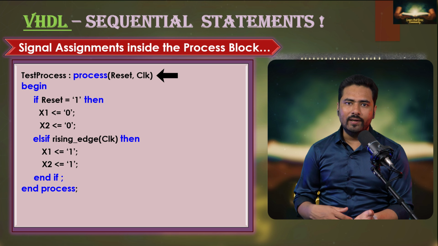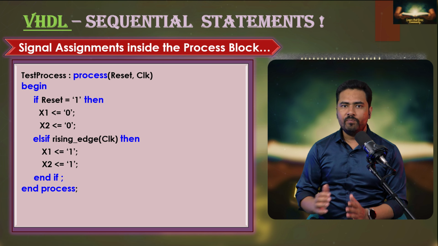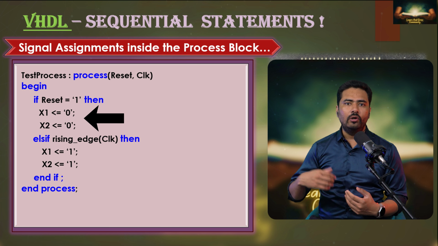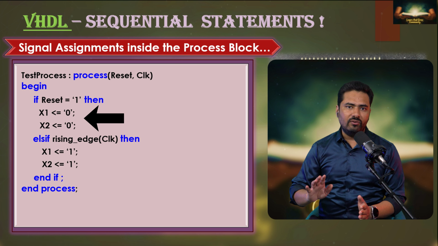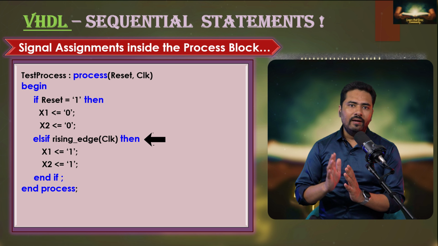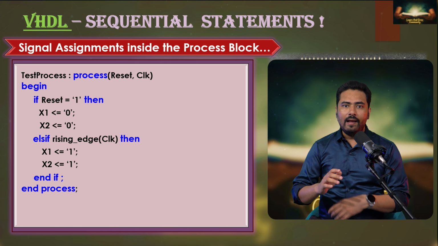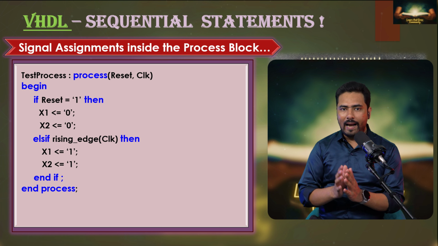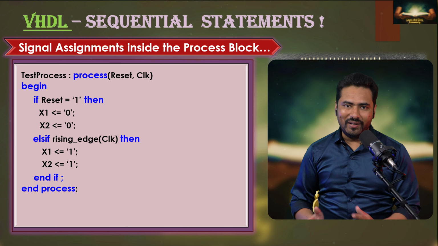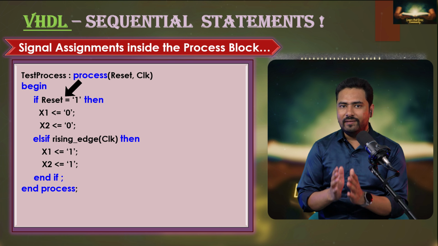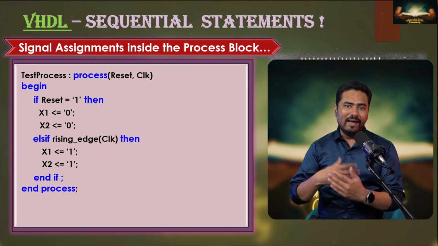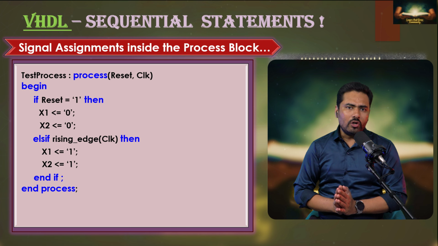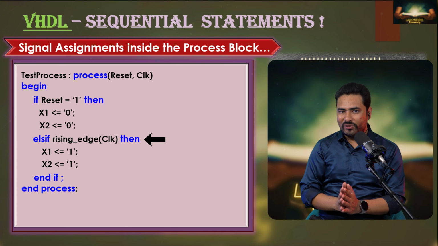Test: process (reset, clock) begin. If reset equals 1, then X1 gets the value of 0 and X2 gets the value of 0. Else if rising edge of clock, then X1 gets the value of 1 and X2 gets the value of 1, end if, end process. Again, just assume that we have not applied the reset condition. So here both X1 and X2 will go to logical 1 at the same time because this is on the same rising edge of the clock cycle.